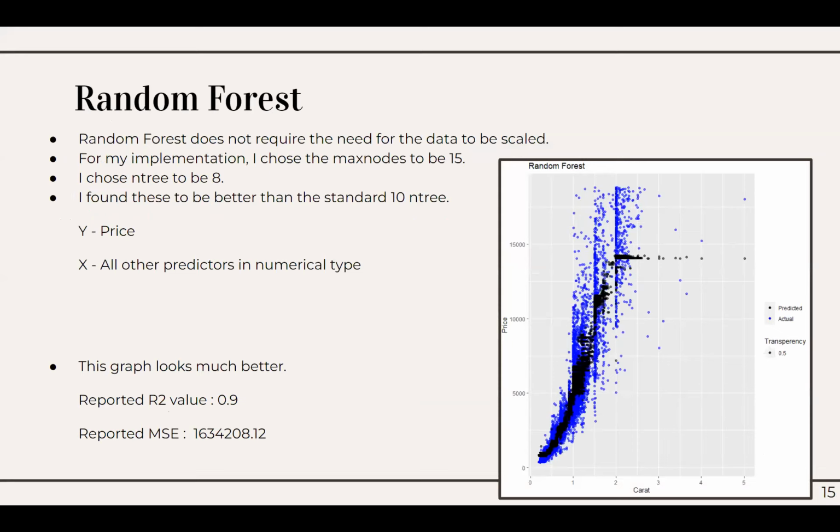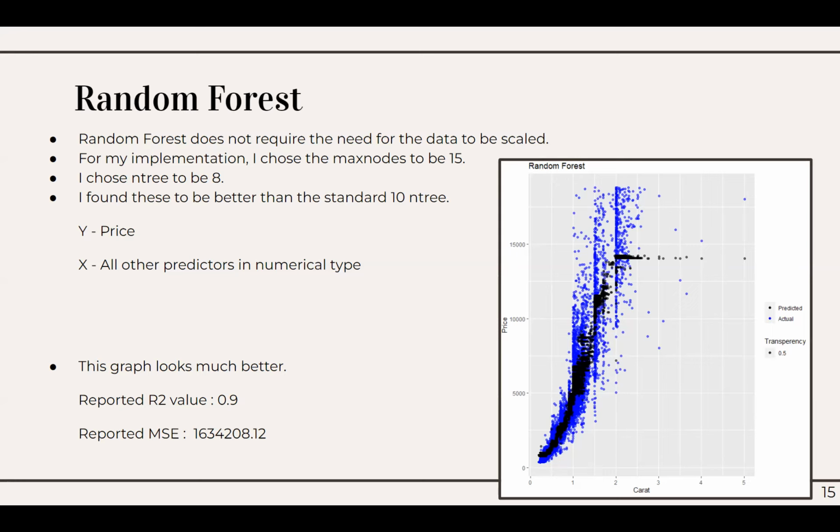Finally, the last model that I implemented was Random Forest. Random Forest did not need the data to be scaled. For my implementation, I chose the max nodes to be 15, and I chose the tree to be 8 splits. And I found this to be better than the standard 10 splits that we usually use. I did not implement any K-fold cross validation to determine the optimal split, but this is just trial and error. I've tried a couple of different models and found that this would be the most optimal number of splits.